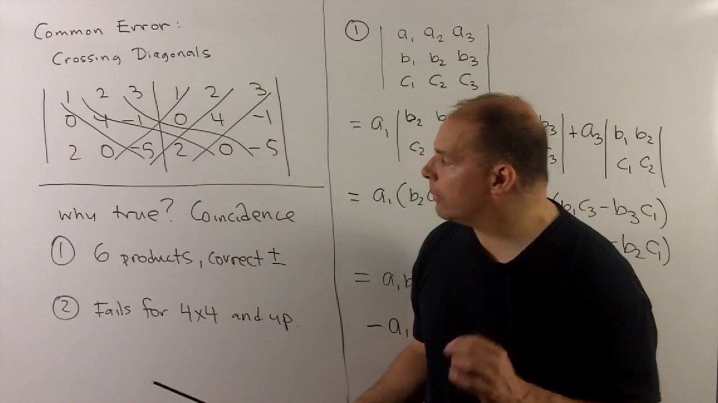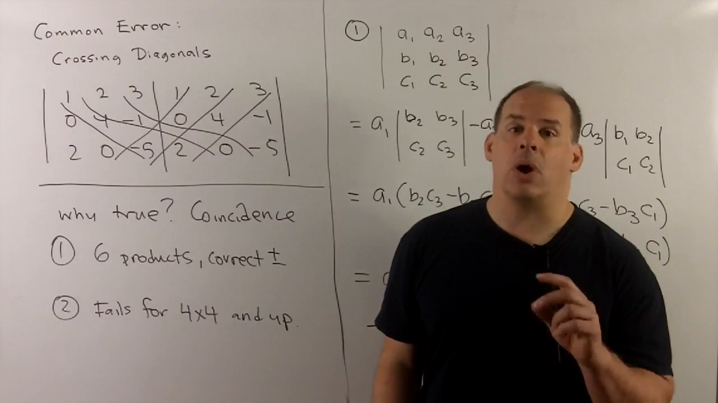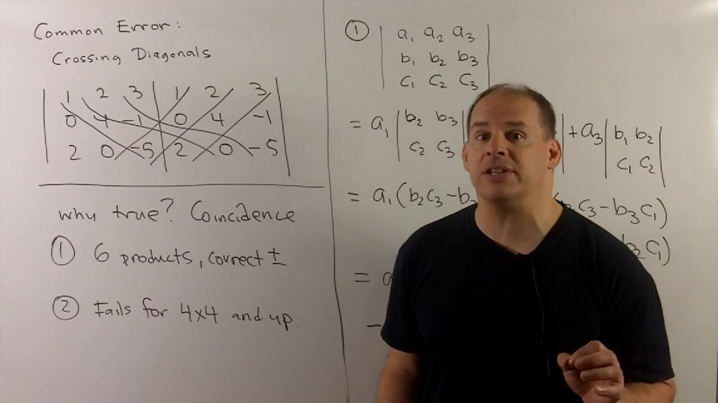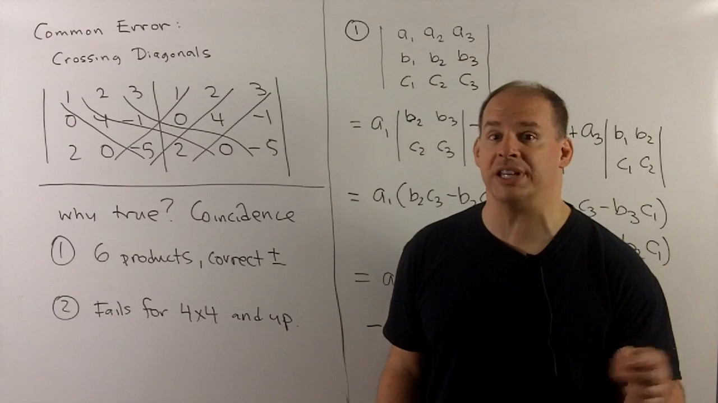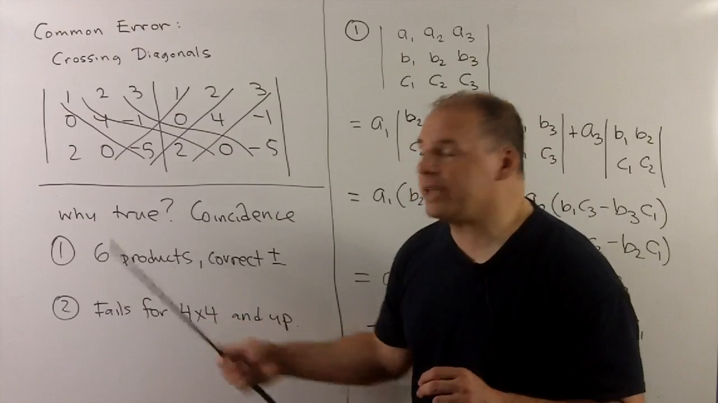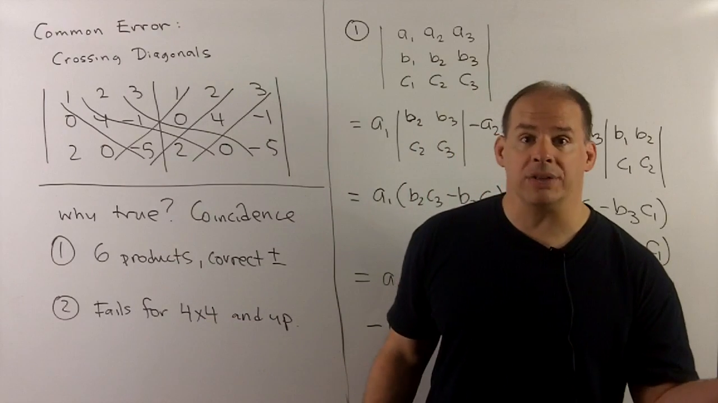Next, we might be wondering why this is true. Another common error is to think because we have this diagonal trick for 3x3 matrices, it's going to hold for 4x4 matrices and above. That's not going to happen at all. In the 3x3 case, it holds mostly by coincidence.